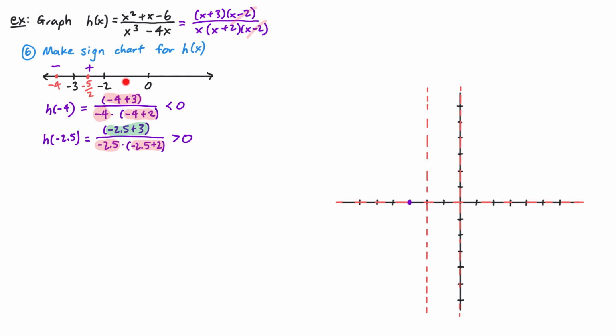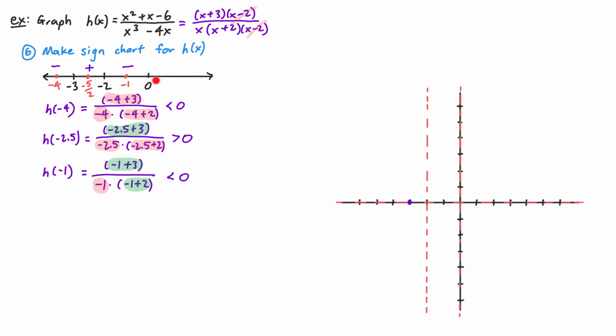Next, we have the interval from -2 to 0. Here, we can pick an x value like -1. If we look at h of -1, we have in the numerator -1 plus 3. In the denominator, we have -1 times -1 plus 2. The numerator, -1 plus 3, is positive, -1 is negative, and -1 plus 2 is positive. My numerator is positive, my denominator is going to be negative, so the overall fraction is negative. So in my sign chart, we're going to draw a minus sign for the interval from -2 to 0.